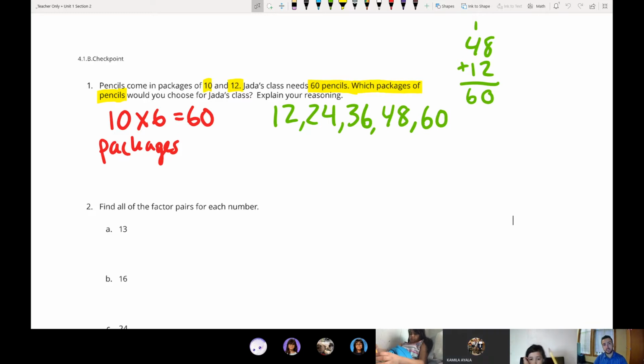So 12 is a factor of 60, or you could say that 60 is a multiple of 12. Those are both correct statements, ways of phrasing factor and multiple. So we would need to multiply 12 by what number to get 60? How many times do we skip count? 12 times 5. Right, 12 times 5.